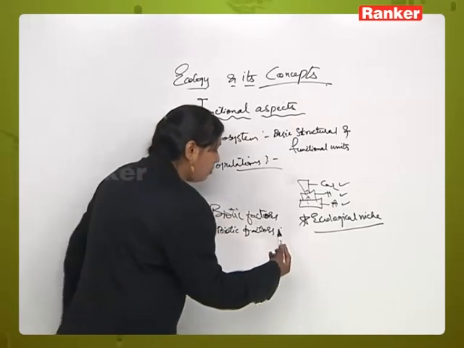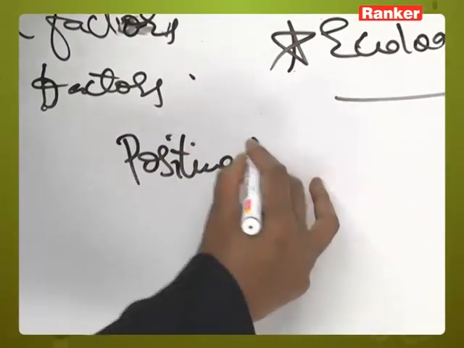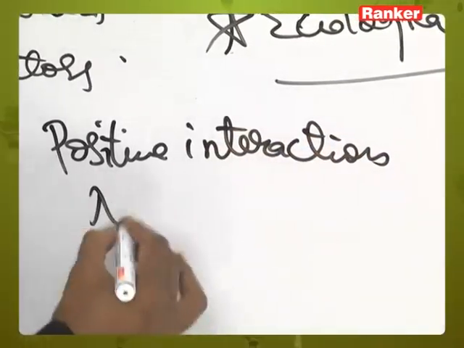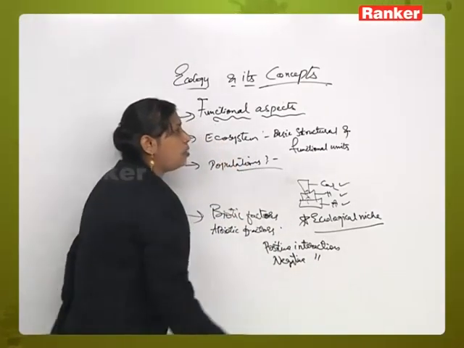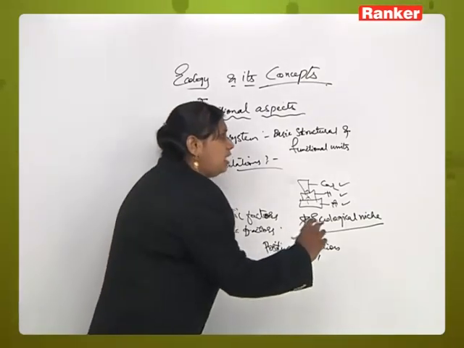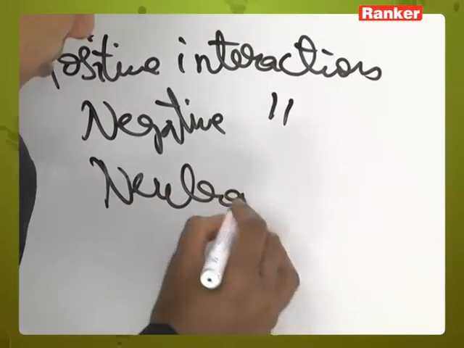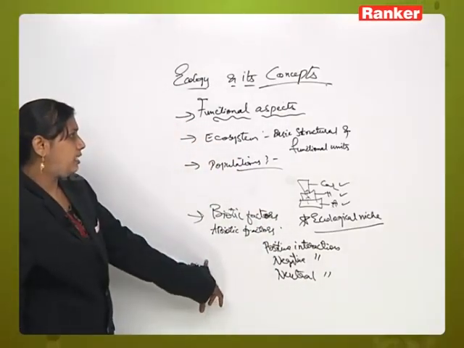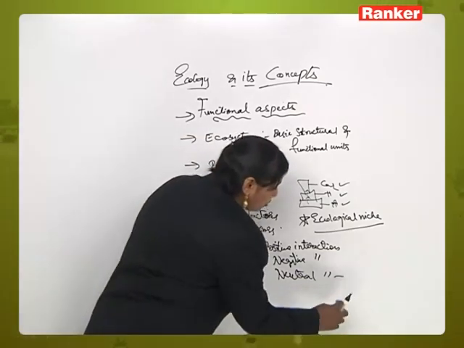So in this type of interaction, you may have the possibility of positive interaction, or you may have the possibility of negative interaction. The population can be positive or negative, or even neutral, neutral types of reactions, neutral interactions at both inter and intraspecific levels.